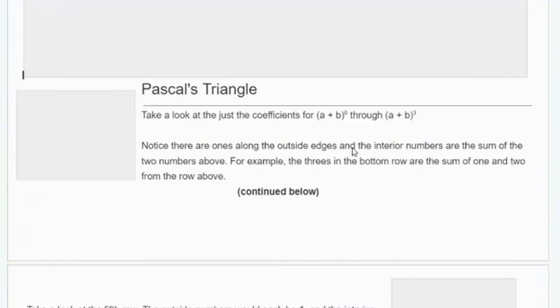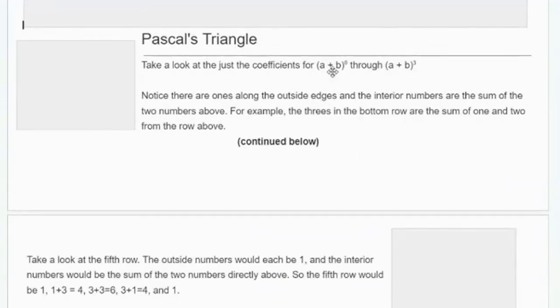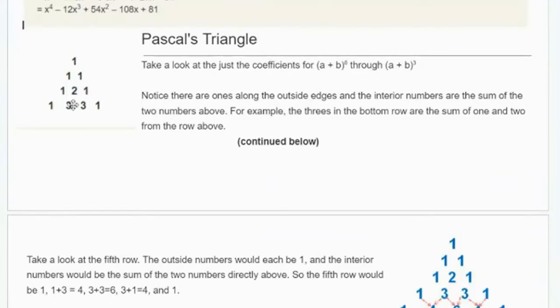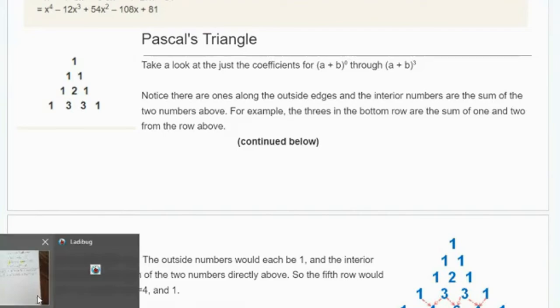So his triangle says this. This is a plus b to the 0 through a plus b to the third. Here's this triangle: 1, 1, 1, 1, 2, 1, 1. So this is saying if I have a plus b, I'm going to write these down here: a plus b to the first, a plus b to the second, a plus b to the third. Okay, so now I got those written down.